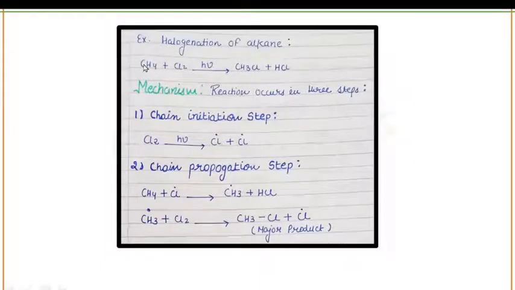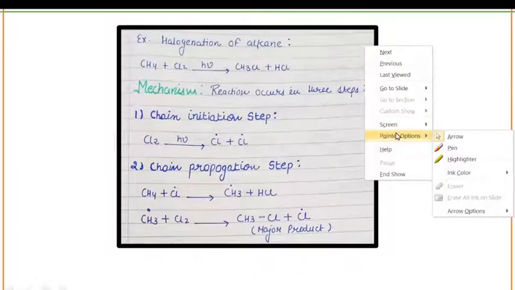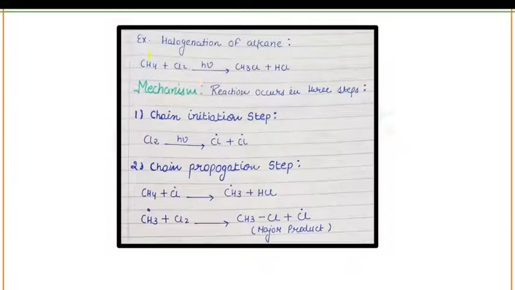As you can see here, this is the compound known as methane. When Cl2 attacks methane in the presence of sunlight, the product formation will be like this: CH3Cl plus HCl. CH4 plus Cl2 in presence of sunlight will form CH3Cl plus HCl. This reaction seems like a very simple reaction, but in nature this is a complex reaction, meaning it occurs in steps.